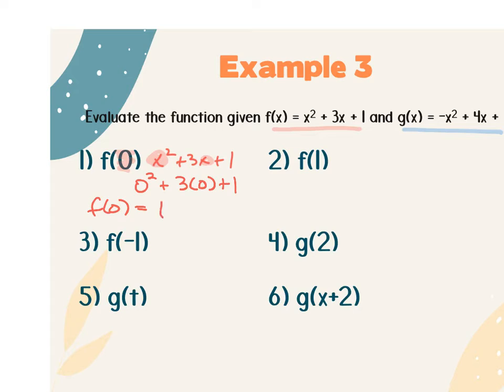Again, if they ask you to write it as an ordered pair, you could write it 0, 1. Because again, remember, the number that's in the parentheses is the x. The answer you get after you do the problem is the y of the ordered pair. Let's try the next one. Again, this time I'm going to plug in 1 to the same equation. So I'm going to be doing 1 squared plus 3 times 1 plus 1. 1 plus 3 plus 1 gives me 5. So f of 1 equals 5. Again, if they ask you to write it as an ordered pair, it would be 1, 5.